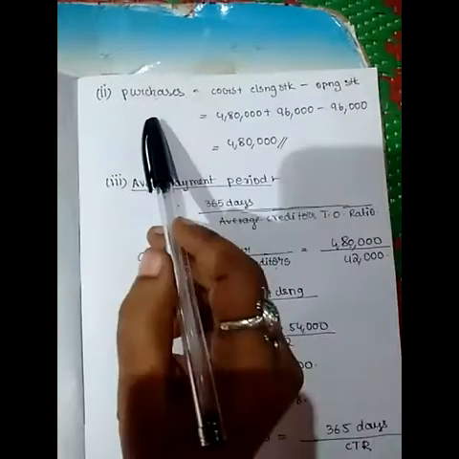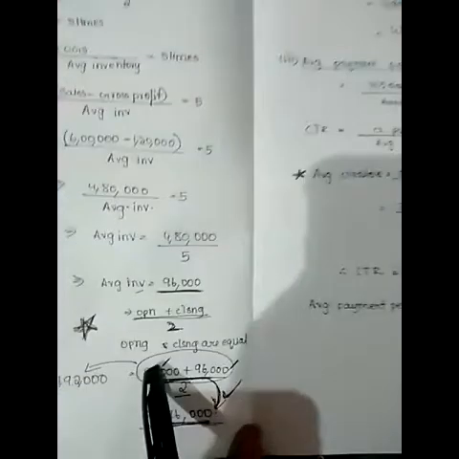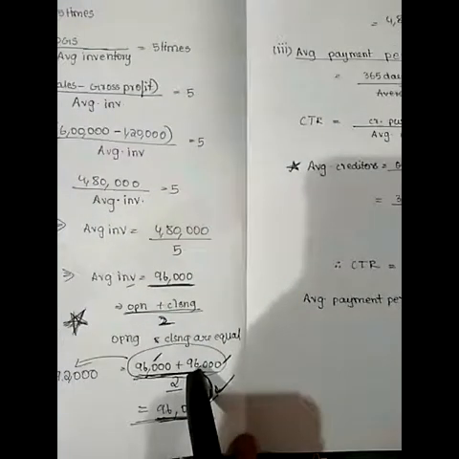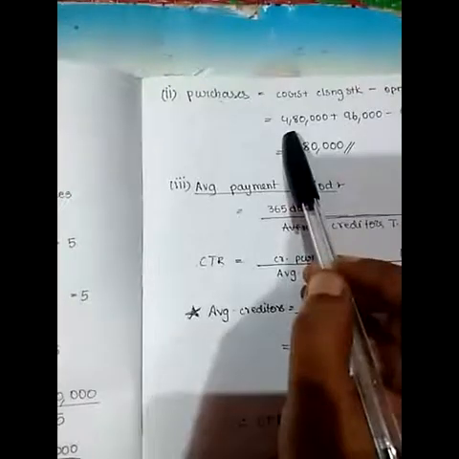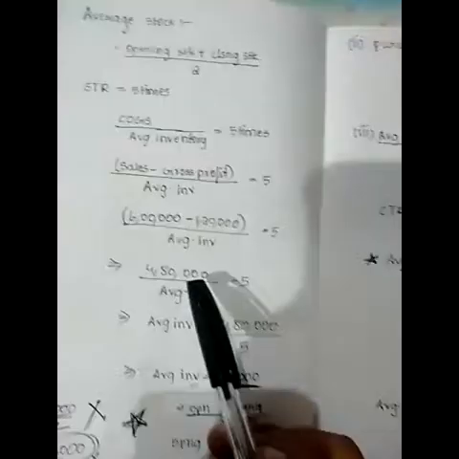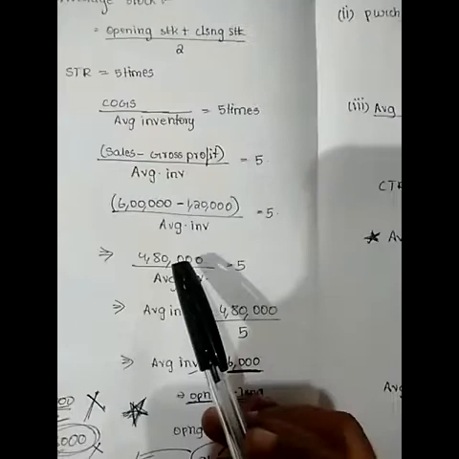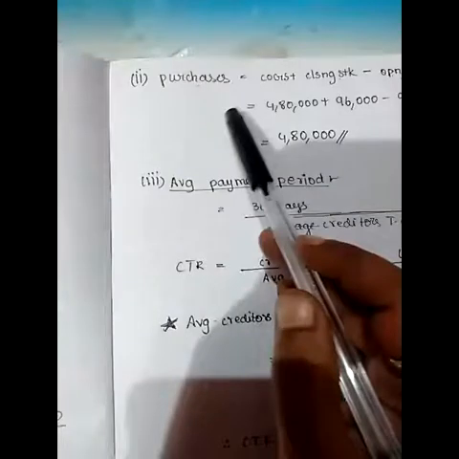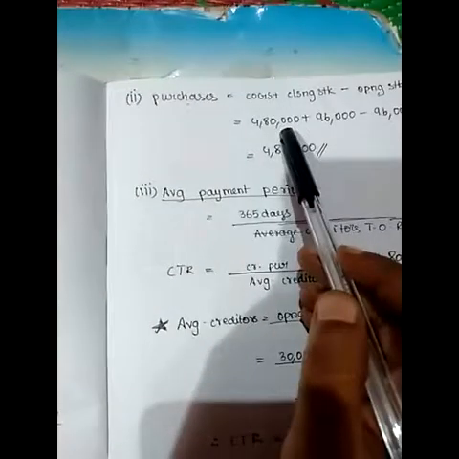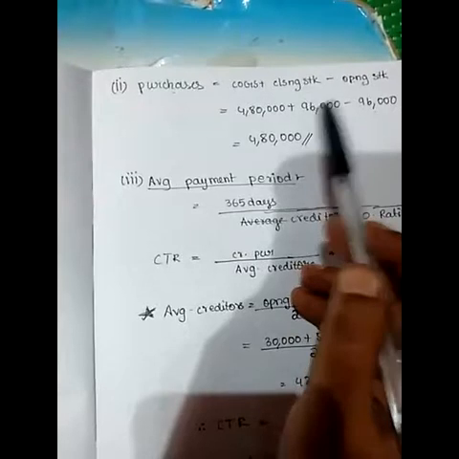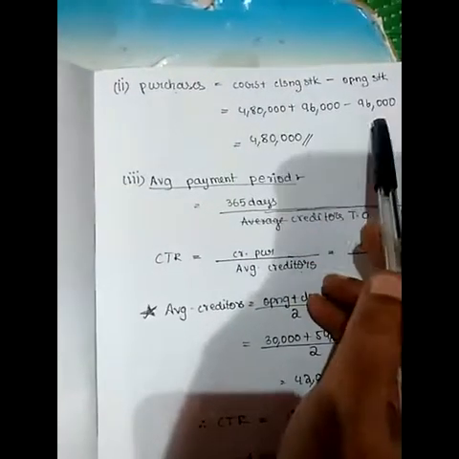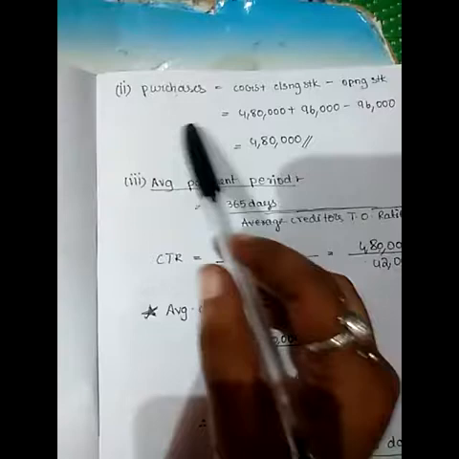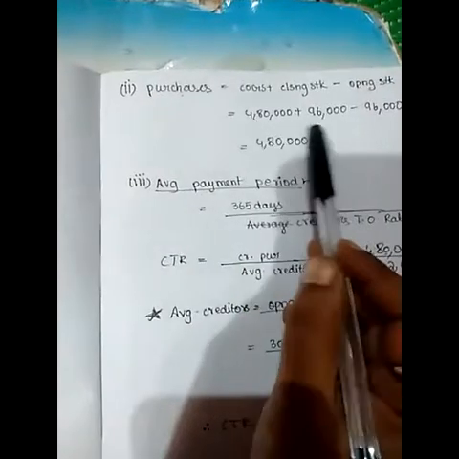ఇప్పుడు నాకు ఓపెనింగ్ స్టాక్ తెలుసు, క్లోజింగ్ స్టాక్ తెలుసు, సో నేను ఇక్కడ ఇంప్లిమెంట్ చేస్తా. కాస్ట్ ఆఫ్ గుడ్స్ సోల్డ్ ఆల్రెడీ క్యాలిక్యులేట్ చేశాను. This is my cost of goods sold, sales minus gross profit. So purchases is equal to cost of goods sold 4,80,000 plus opening stock 96,000 minus closing stock 96,000, which means my total purchases is equal to 4,80,000.